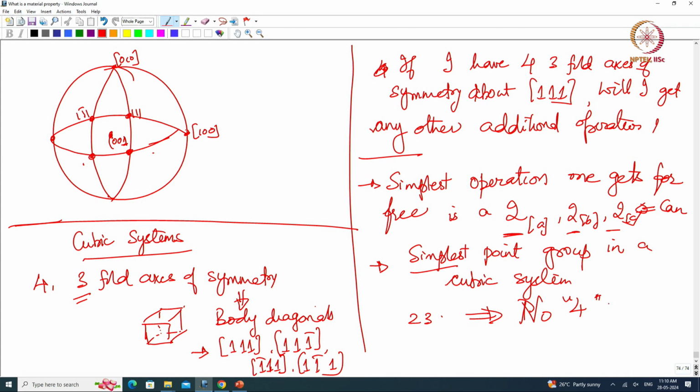Okay. So, there is no fourfold axis. Again I keep repeating, in a cubic system it is not necessary that you have a fourfold axis of symmetry. A twofold is the minimum required, right. So, if I have 4 threefold axes of symmetry, what I get for free is a twofold axis of symmetry, not a fourfold axis of symmetry, right. So, the simplest point group that I will have is 2 3, right.